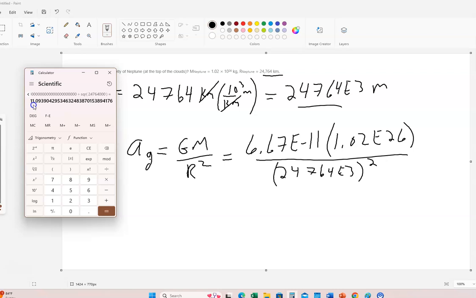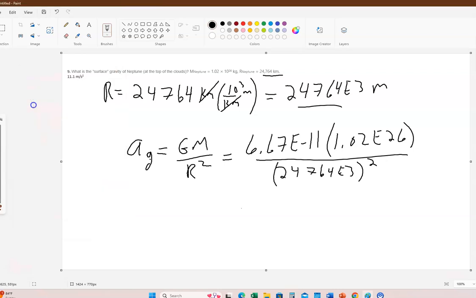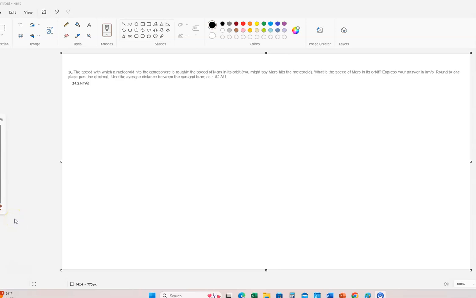11.09. They tell us to round it to one place past the decimal, so you would round the 0 up to 1. So the answer would be 11.1. And of course, the units are meters per second squared. So compare that to the Earth. The Earth very famously has a surface gravity of 9.8 meters per second squared, which was first measured by Galileo 400 years ago.